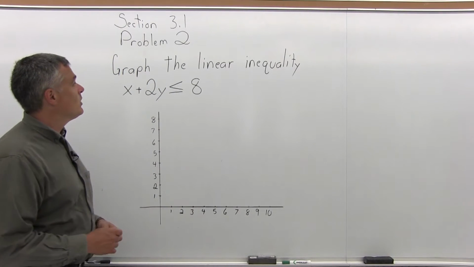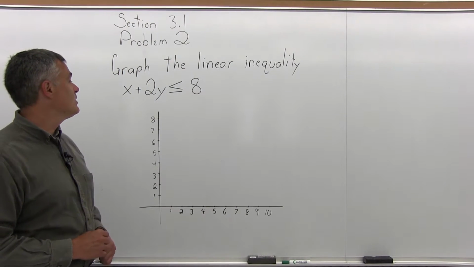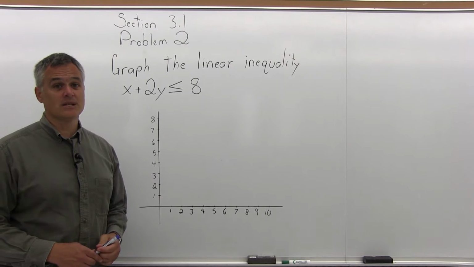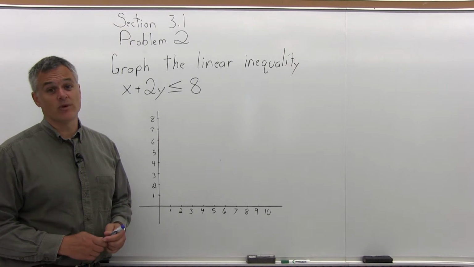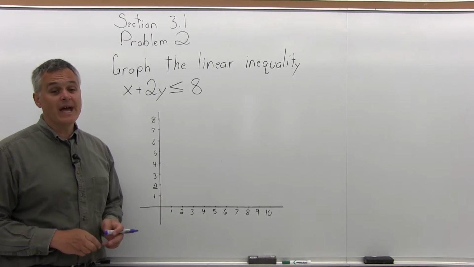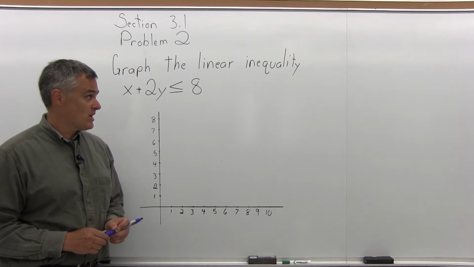This is Section 3.1, Problem 2. It says graph the linear inequality x plus 2y is less than or equal to 8. This is the same one from the previous problem. So now to actually graph it, it's a four-step process.